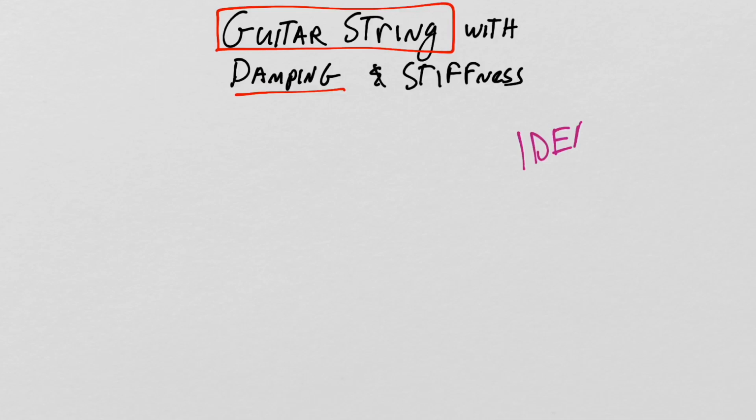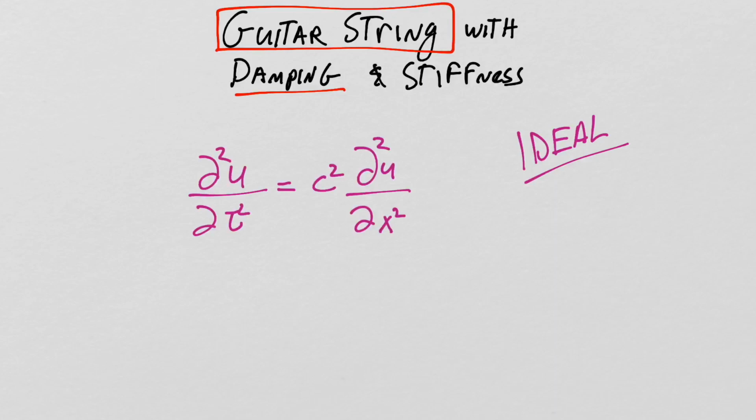Meaning the features of being, well, the bugs of being subject to damping and subject to stiffness, don't change the physics very much from the ideal. And the ideal is always referred to as the ideal wave equation. So our guitar strings, we're going to be discovering, and we've already discovered a little bit, are well modeled by this ideal wave equation.